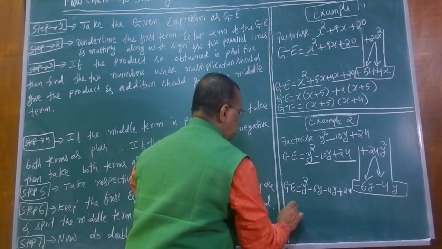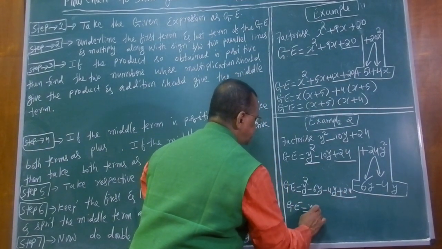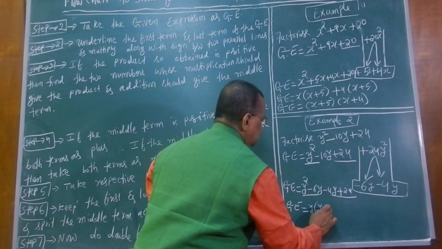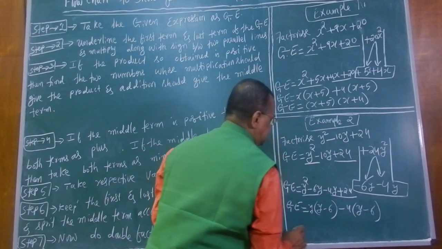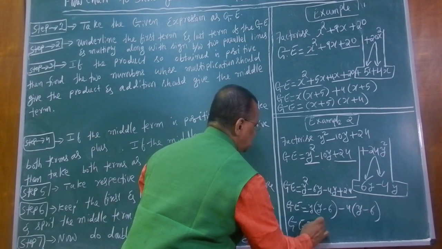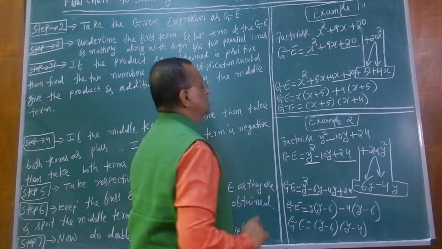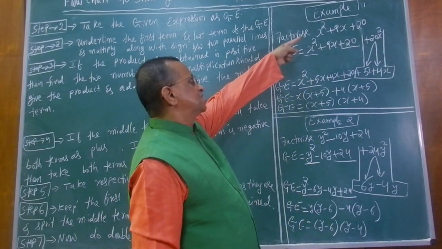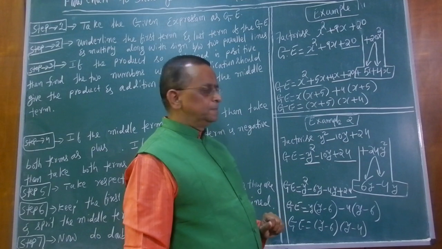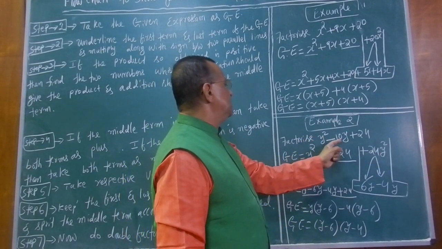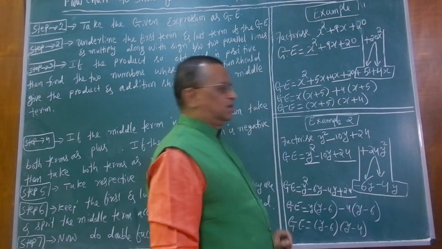In this case, GE is equal to, underline the first two terms and last two terms, take out y, it becomes y minus 6, take out minus 4, it becomes y minus 6. Once again, GE is equal to y minus 6 into y minus 4. So for the quadratic expression x square plus 9x plus 20, the factors are x plus 5 and x plus 4. For y square minus 10y plus 24, the factors are y minus 6 and y minus 4.